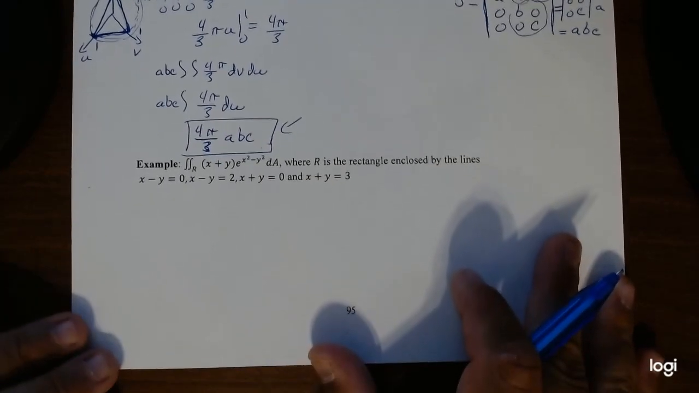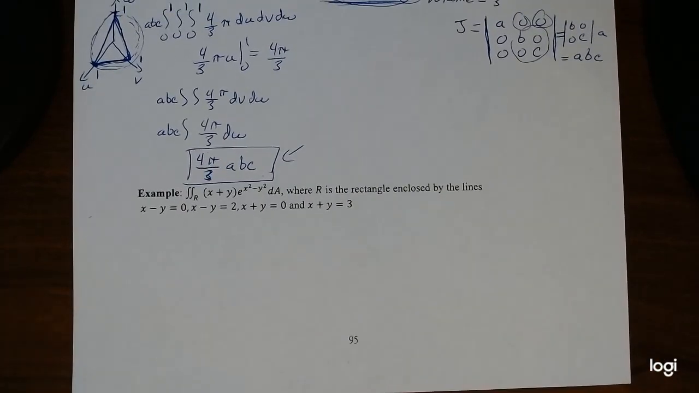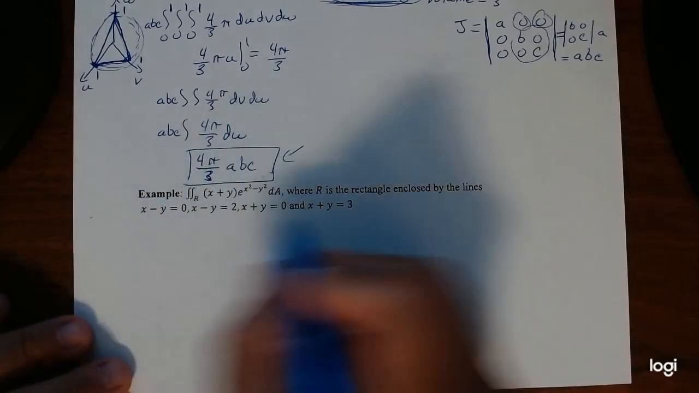Okay, let's try one more example down here. So we'll go back to 2 dimensions. Find the double integral of this over the region R, where R is enclosed by the lines y minus x equals 0, x minus y equals 2, x plus y equals 0, and finally x plus y equals 3. So a lot of things happening here, right?